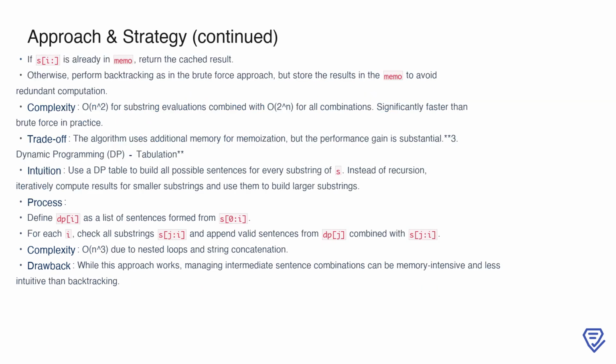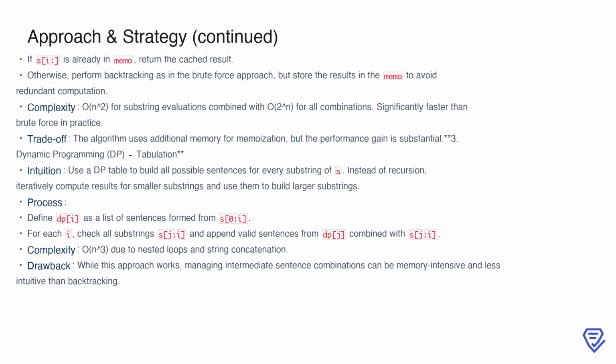With backtracking and memoization, the process becomes more efficient. If a substring Si has already been evaluated, we can simply return the result from the memo dictionary instead of recomputing it. Otherwise, we perform backtracking as before, but store the results in memo once computed. This optimization drastically reduces redundant evaluations, improving performance.